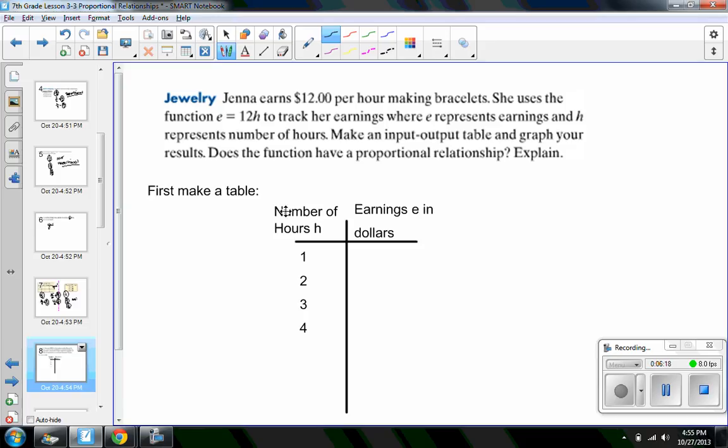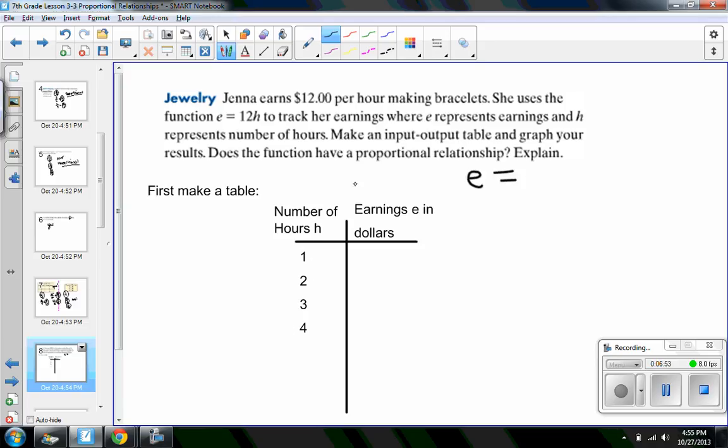So here we can make a table and then make a graph from our table. So it says Jenna earns $12 per hour making bracelets. She uses the function E equals 12 times H to track her earning, where E represents her earning and H represents the number of hours. So we're going to make an input-output table, and then we're going to graph our results. So you're going to need your graph paper. Then we want to know, does this function have a proportional relationship? So we're just going to plug in the numbers 1, 2, 3, and 4.